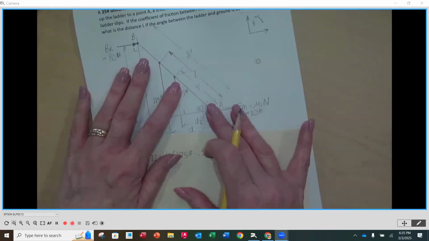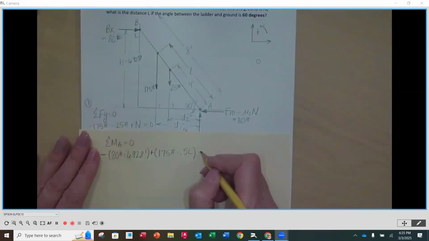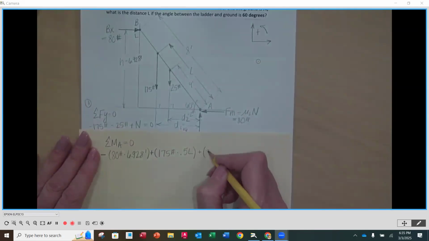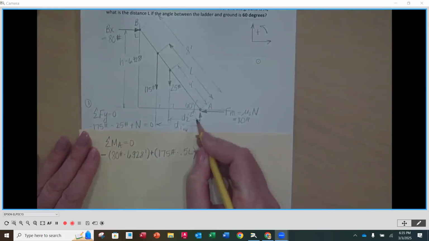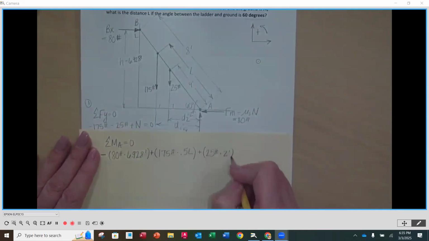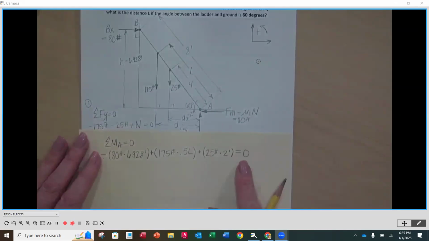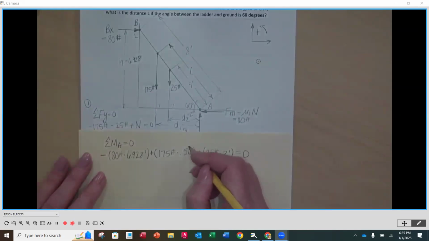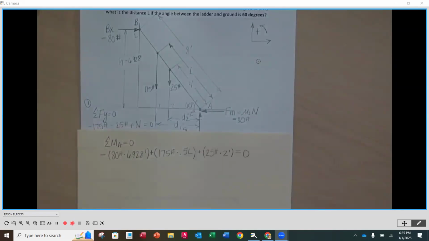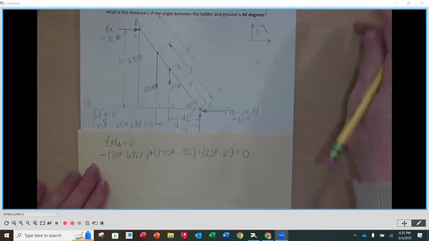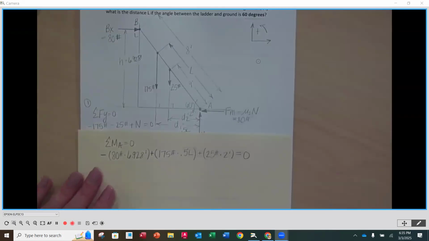Then the last one is going to be the 25 pounds. That's also going to go in a clockwise direction. So 25 pounds times perpendicular distance, 2 feet, equal to 0. Make sure you do equal to 0, and also make sure that your only unknown here is L. And again, L is how far up that ladder the 175-pound person can go and safely not fall. Okay, so go ahead and solve for L in your problem here.